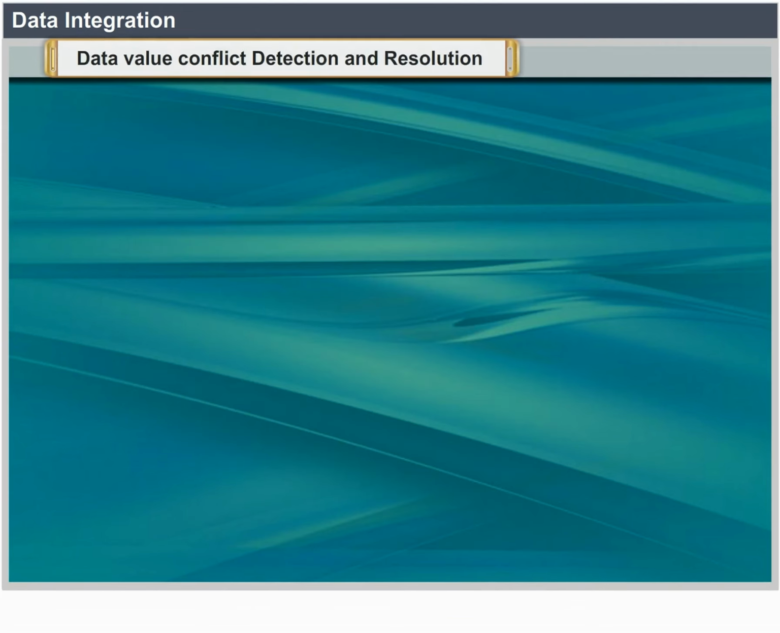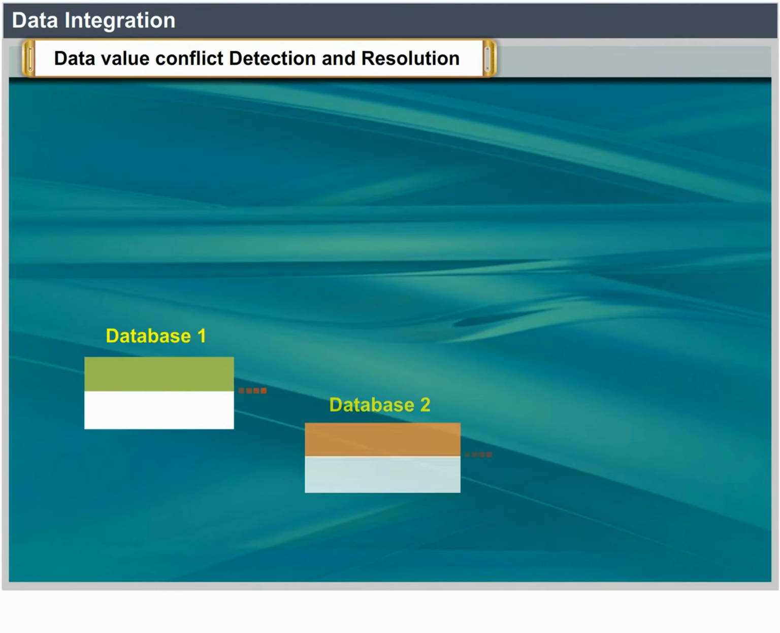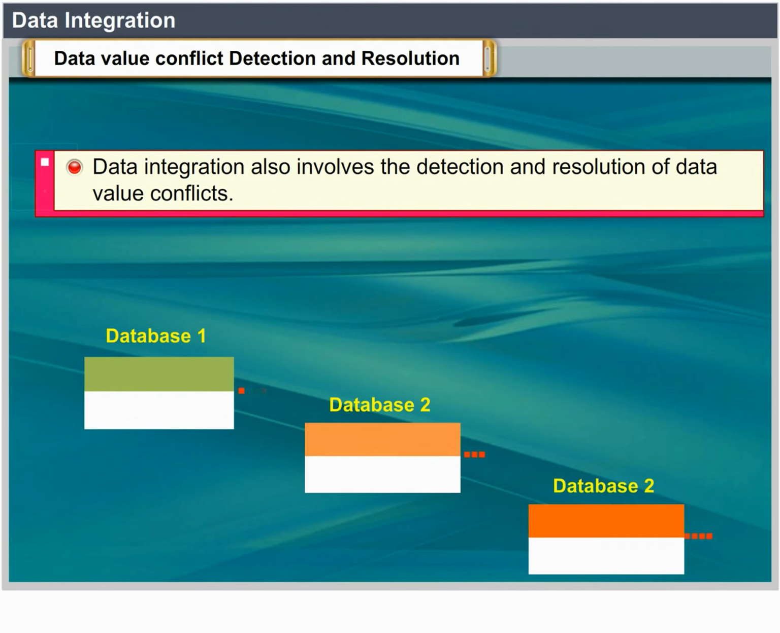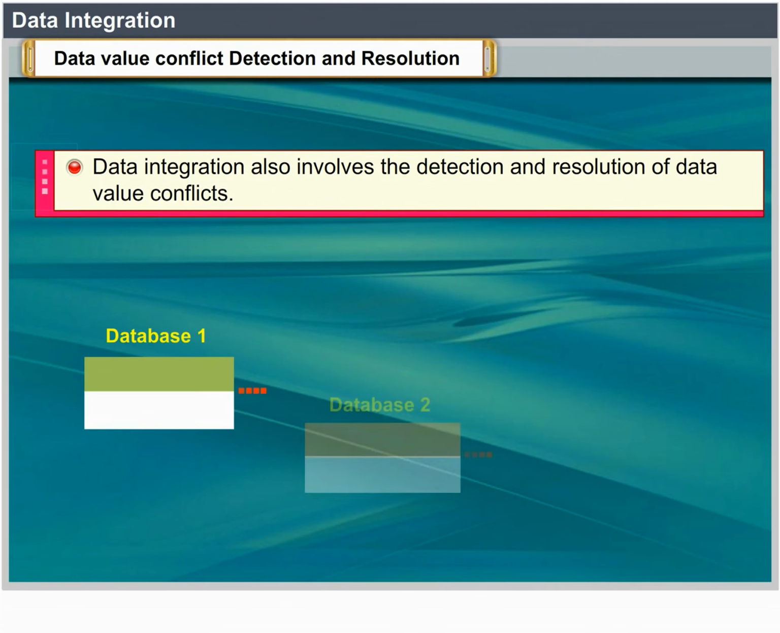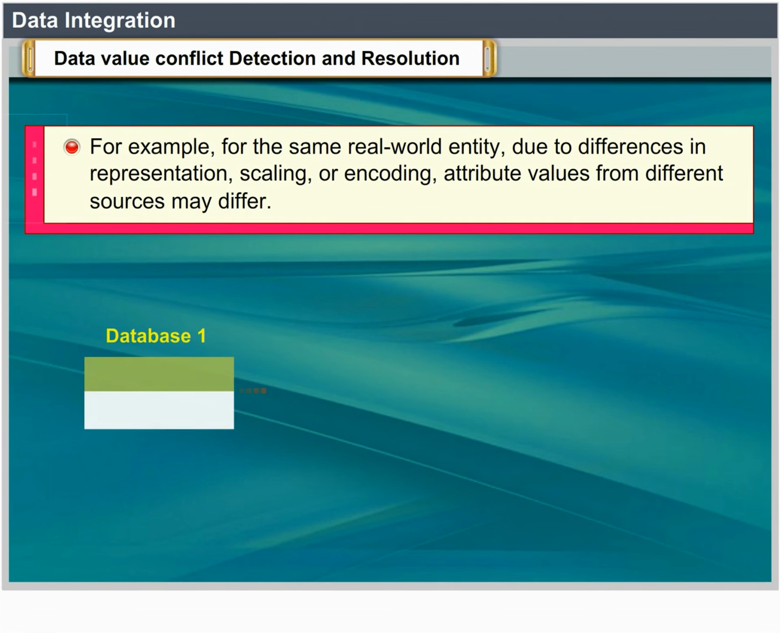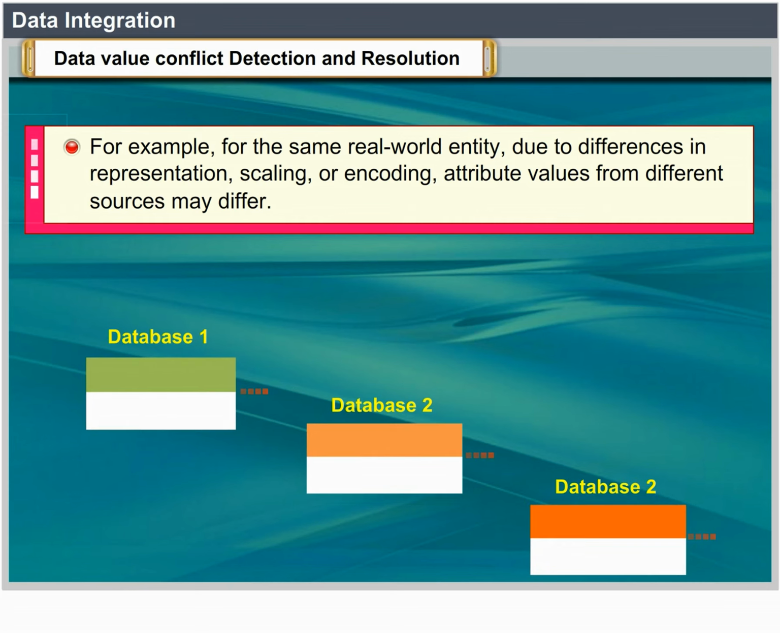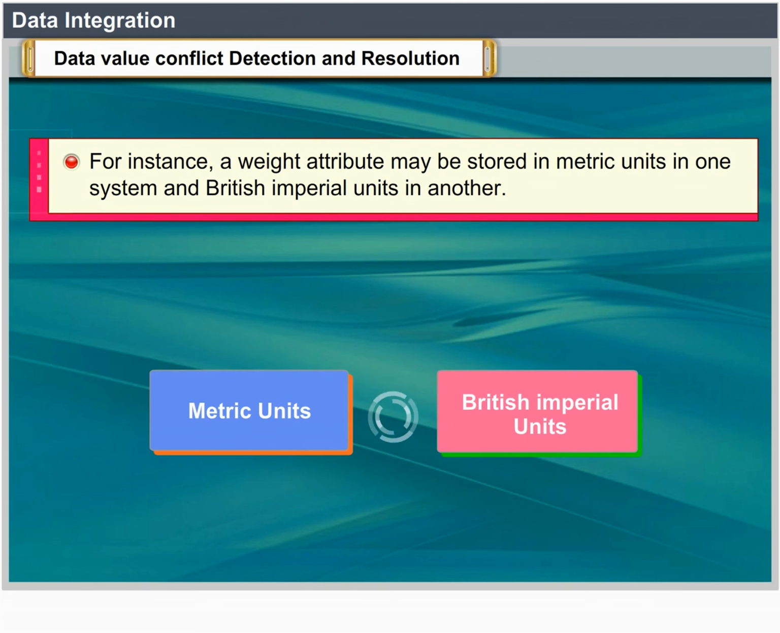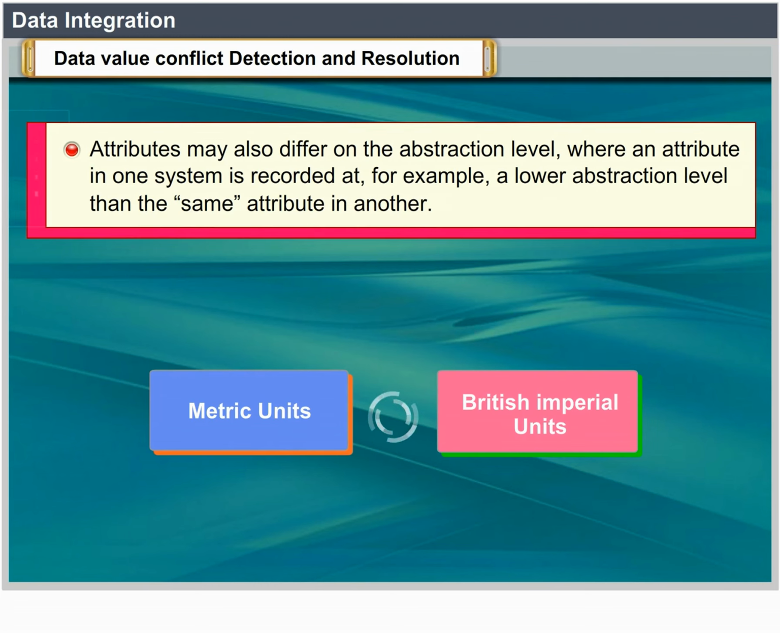Data value conflict detection and resolution. Data integration also involves the detection and resolution of data value conflicts. For example, for the same real-world entity, attribute values from different sources may differ. This may be due to differences in representation, scaling, or encoding. For instance, a weight attribute may be stored in metric units in one system and British imperial units in another. Attributes may also differ on the abstraction level, where an attribute in one system is recorded at, say, a lower level of abstraction than the same attribute in another.